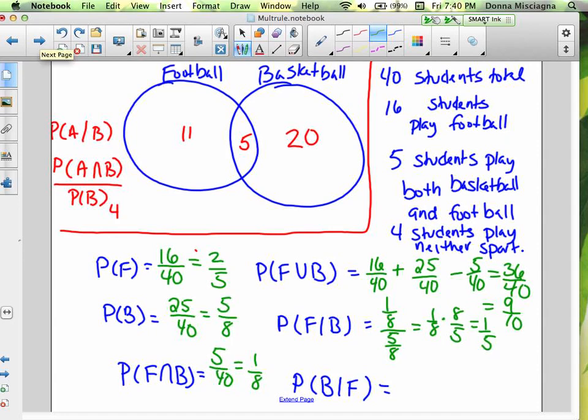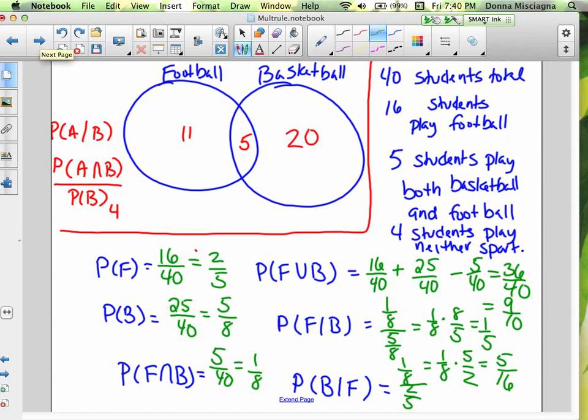Let's find the reverse. What's the probability you play basketball given you play football? Again, we have the intersection, 1/8. And now we're dividing by the probability of football, which is 2/5. All right, so that's the same as 1/8 times 5/2. Doesn't simplify out as nicely. That's okay. We're just going to multiply. There's nothing to reduce. So 5/16. So given that you play football, the probability that you would play basketball is 5/16.